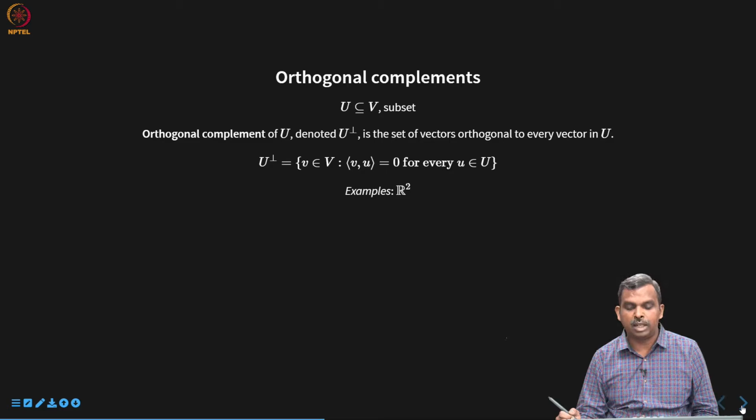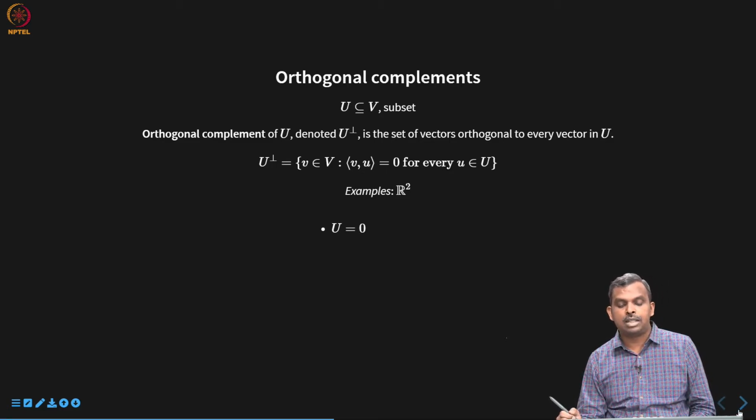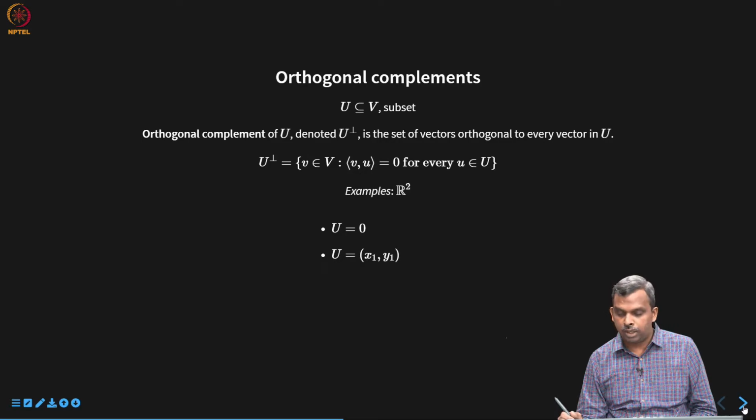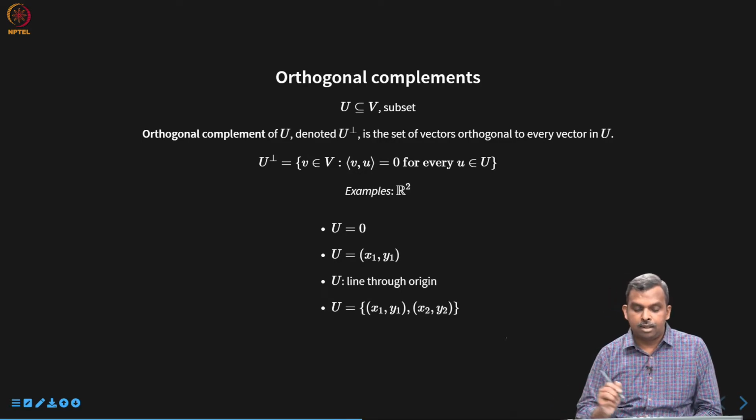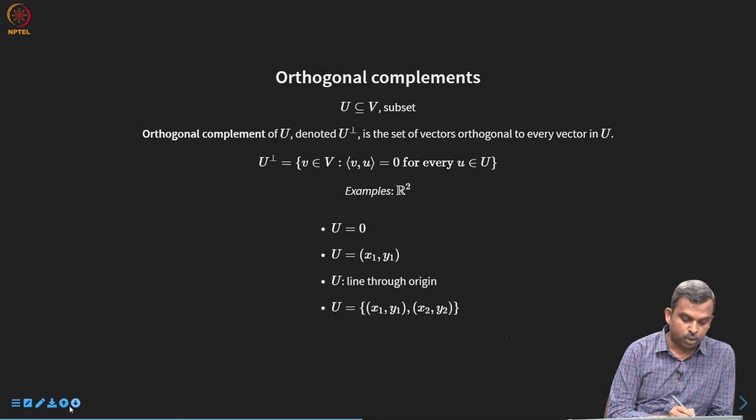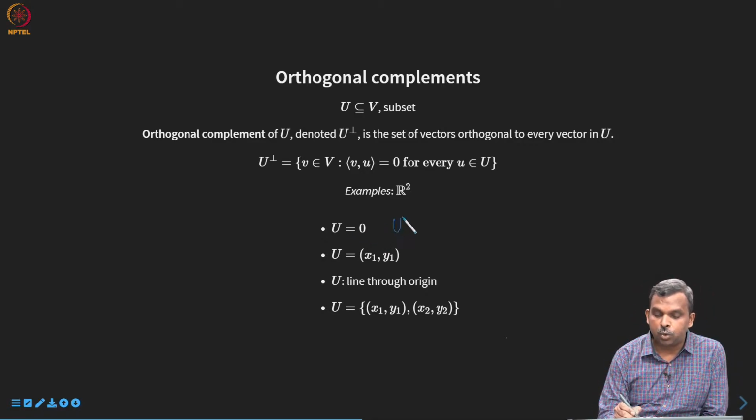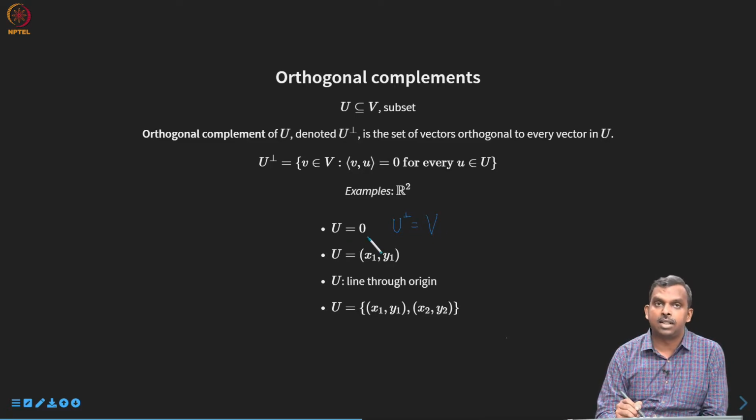So, let us see a few examples and we will use our familiar R2. First is U equals 0. Okay. Supposing I take only the 0 vector in R2, what would be U perp? Okay. So, I will go through and write down all the 4 and then explain how this would go. Okay. So, you can see for U is 0, it is quite easy to see U perp, any vector is going to be orthogonal to 0, right. So, U perp would be the entire vector space.